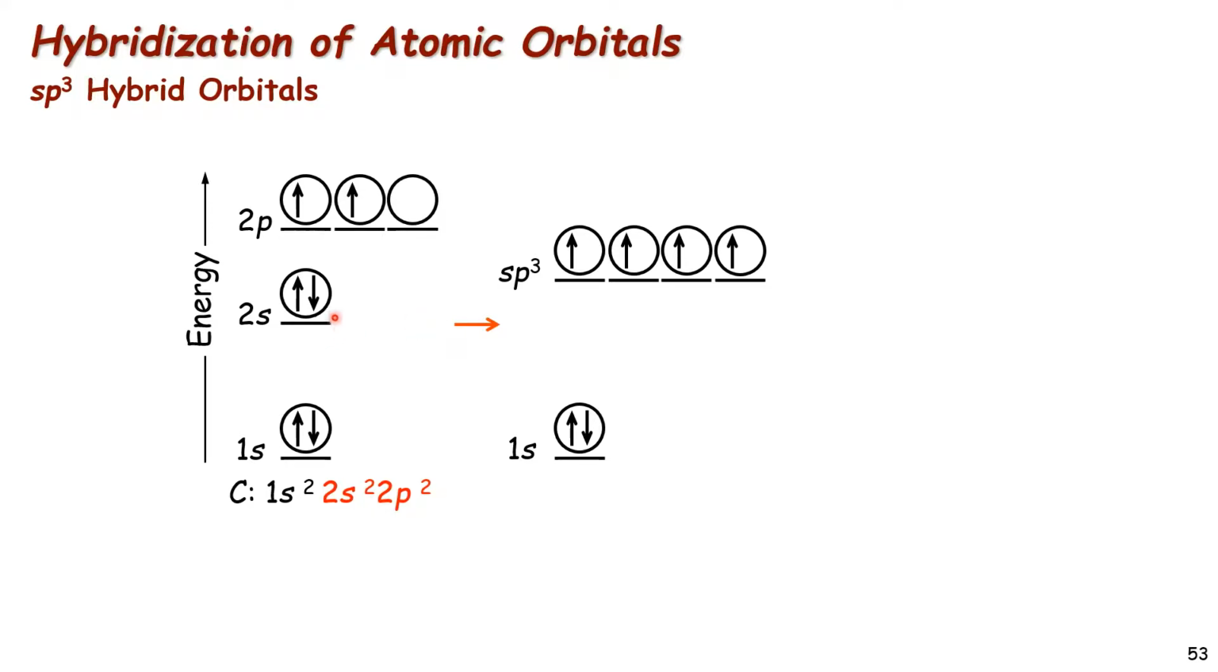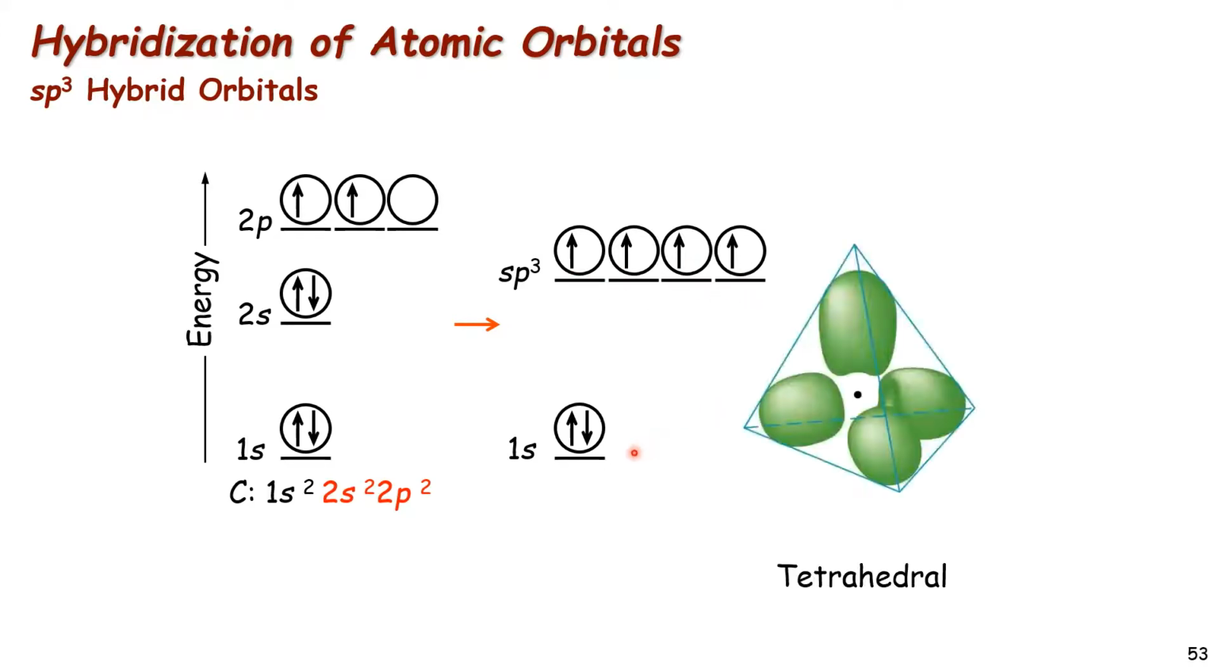So you're going to always use the lowest energy one first, which is the s. Then you're going to use the p, which is a little bit higher in energy. And then if you need more than 4 orbitals, then you're going to start using the atomic d orbitals. So now you can see we have 4 unpaired electrons and we can make 4 bonds. So it's a tetrahedral structure since it has 4 regions of electron density. So sp3 hybrid orbitals form a tetrahedral structure with 1, 2, 3, 4 sp3 hybridized orbitals.